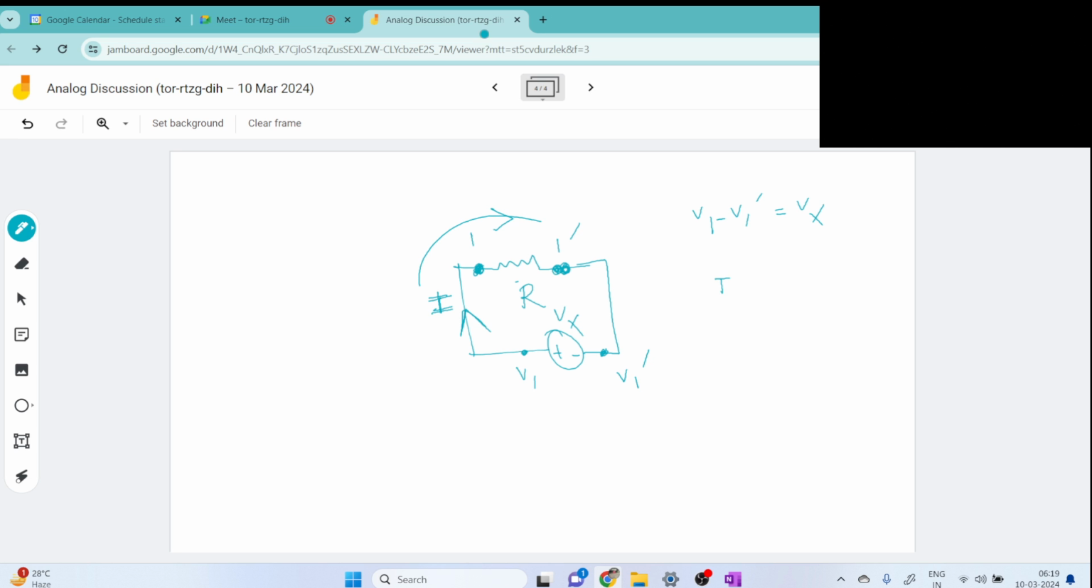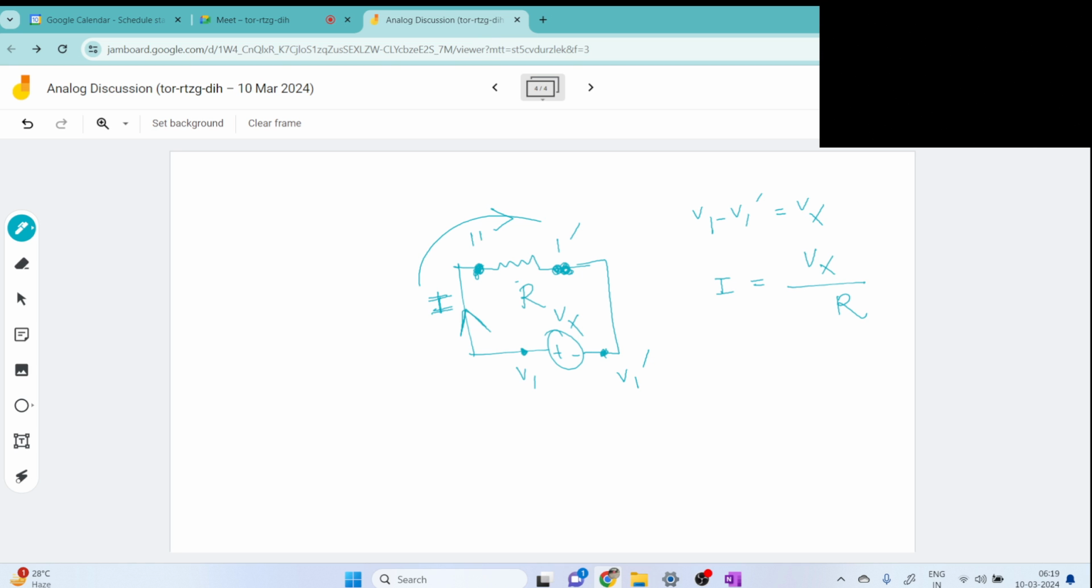So here I is nothing but: this voltage is V1 and this voltage is V1 dash, and the difference is nothing but Vx. So I will write it directly like this, right, Sijon? Yes. So now for the two port case, what more can I do?